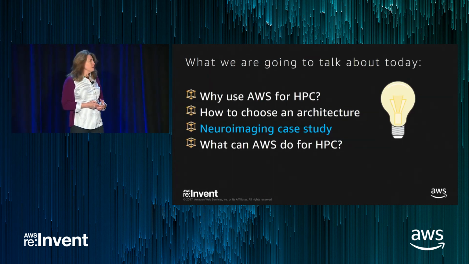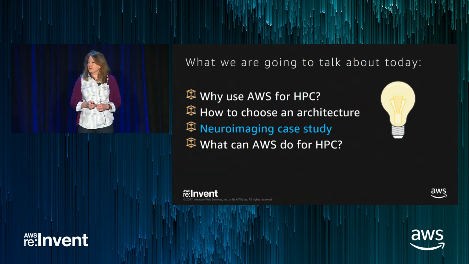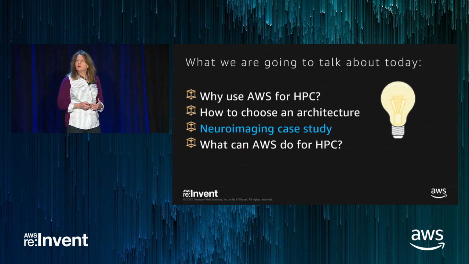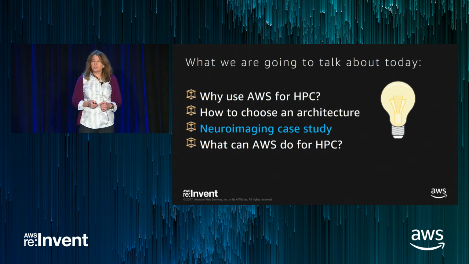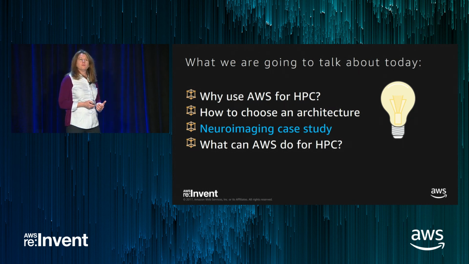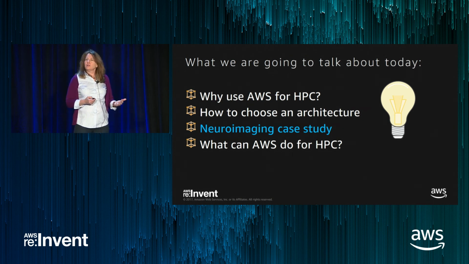The talk today, I'm going to start with an introduction on why you would want to use AWS for HPC workloads. Then I'm going to talk about the bulk of the talk, which is potential architectures for your HPC workloads. Professor Modesta is going to talk about her neuroimaging case study. And finally, I'm going to wrap up with some of the most commonly asked questions about HPC on AWS. I also like to call this the myth-busting section.